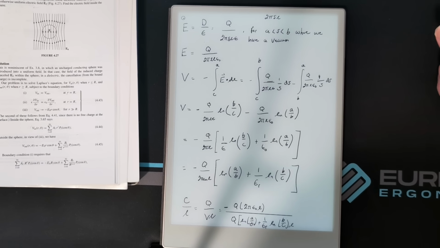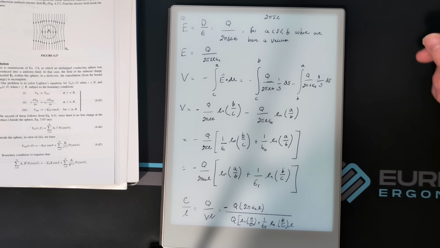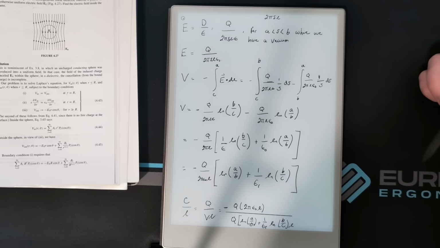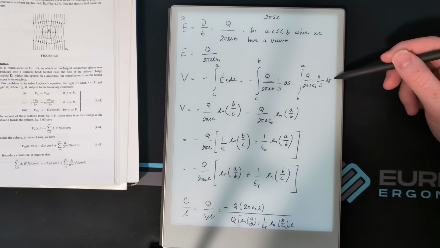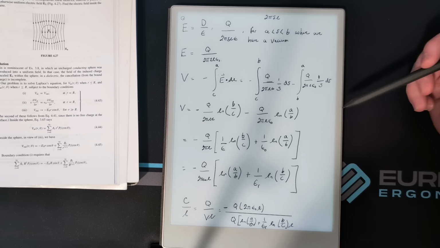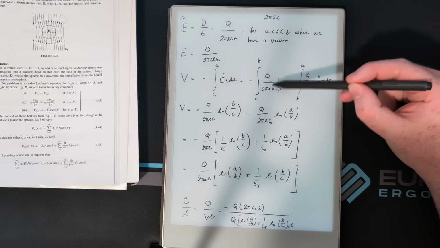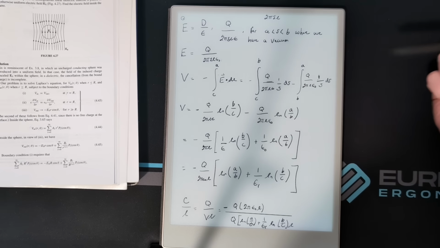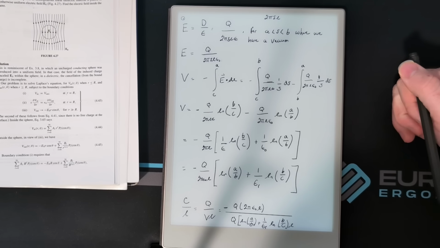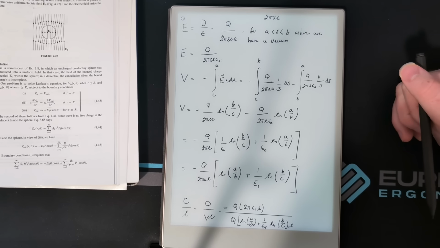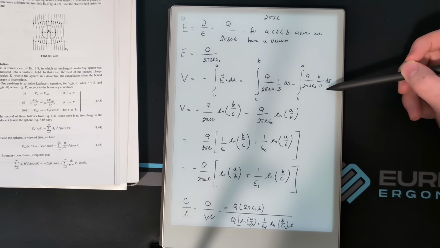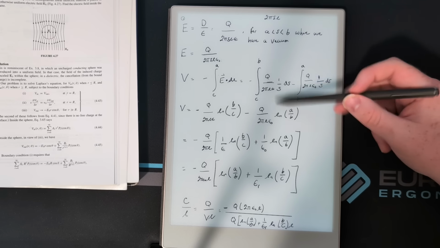We know that the electric field is only radial in this case, just from symmetry. So that's why the dot product just gives us that component. All we're integrating here is 1 over S ds, and so what function has a derivative of 1 over S? That's the natural log function. So this is just a standard integral.